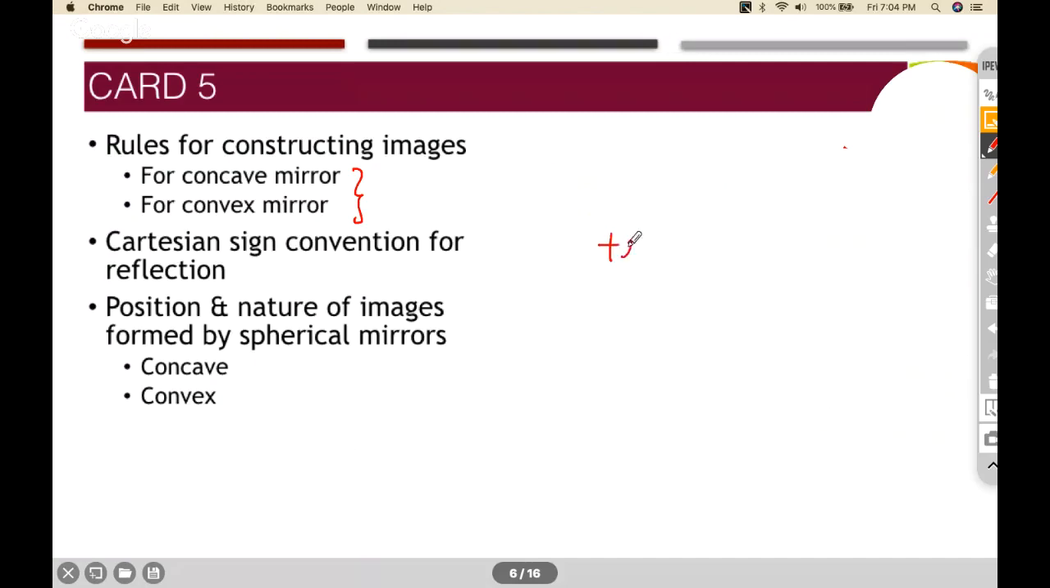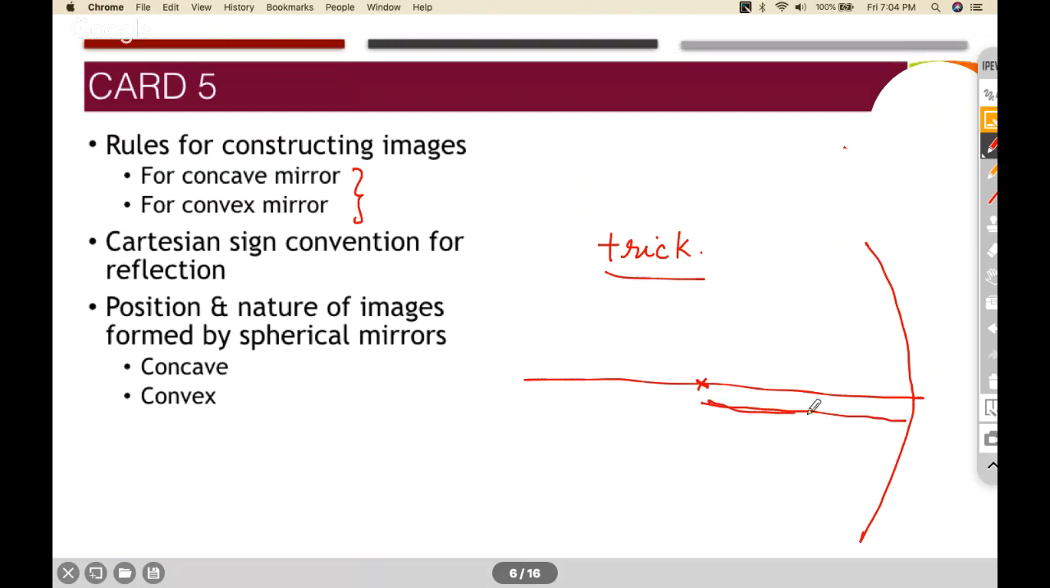One trick to solve this kind of question is that you draw a line, take any point, and draw an arc like this, and after drawing the arc, measure this length. This would be your radius of curvature, and exactly half of it would be your focus. I'll prove that radius of curvature is 2 times the focal length in the next slides. Whatever distance has been given to you, you put your object there, and from there you start drawing a parallel line and a line passing through the center of curvature, and wherever they meet.